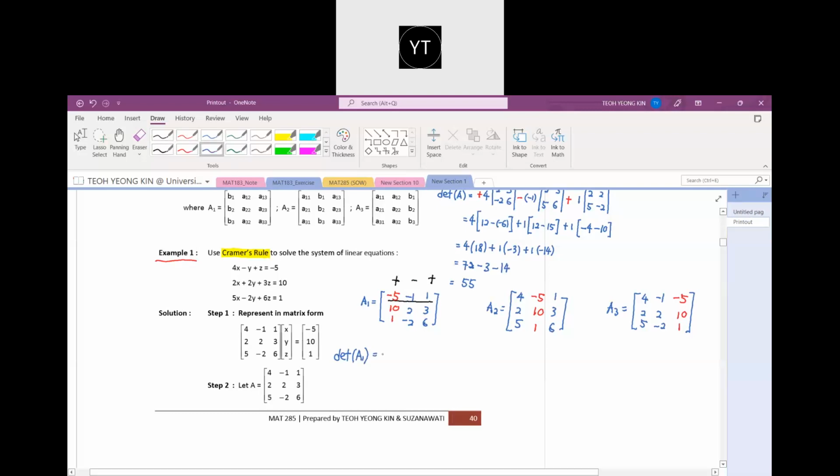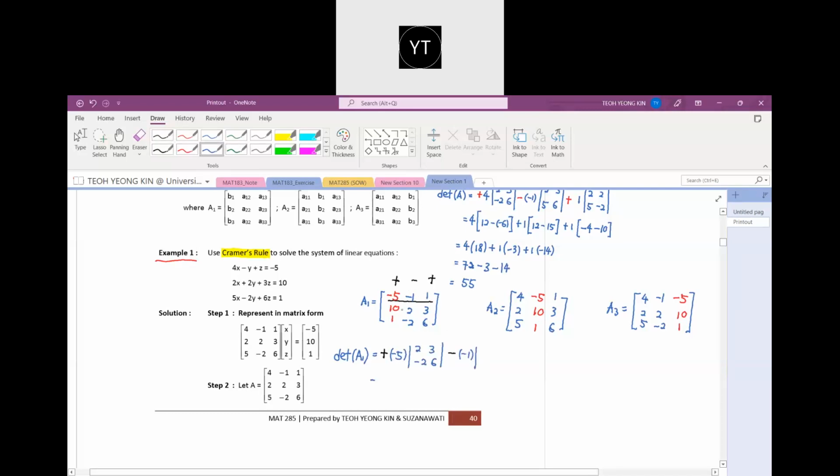The first value will be positive. So here is, sorry, I use black color. This is positive. And then nilai dia adalah negative 5. So 2, 3, 2, 3, negative 2 and 6. So here, oh sorry, the second value is minus. And then the value is negative 1.